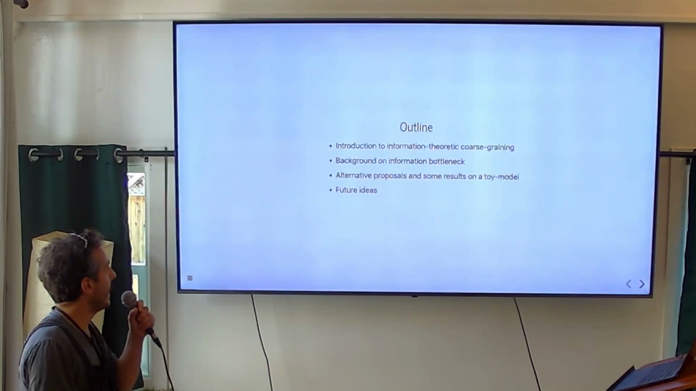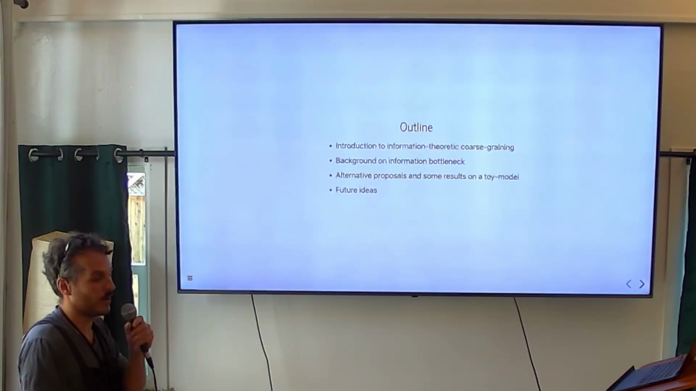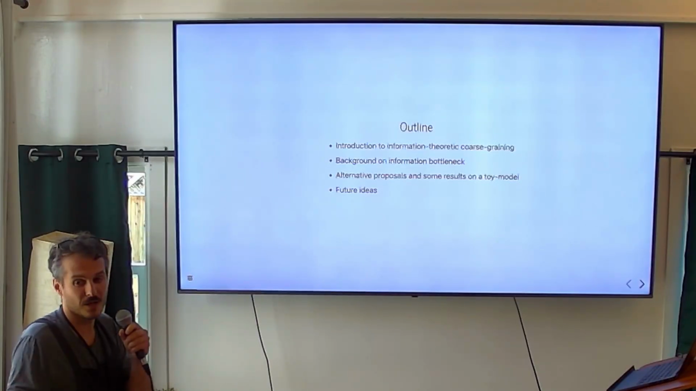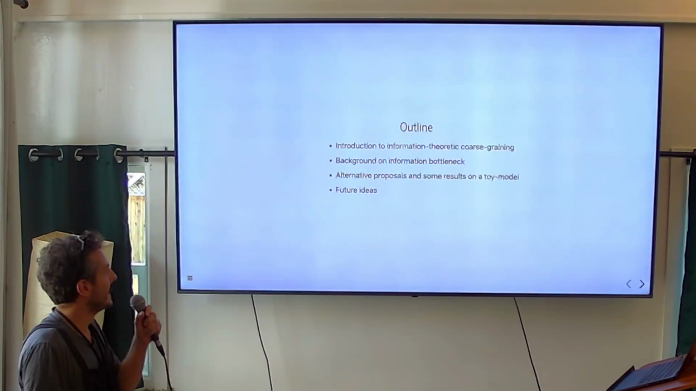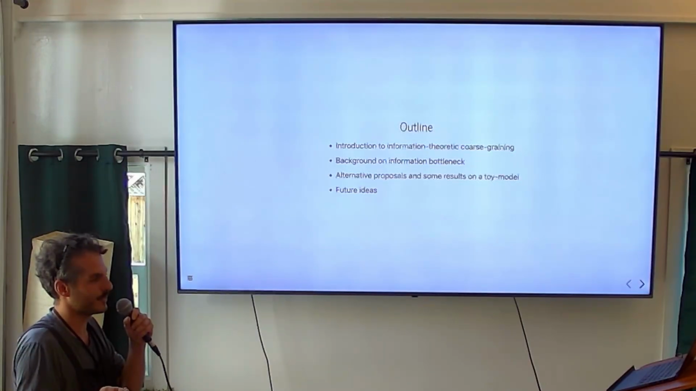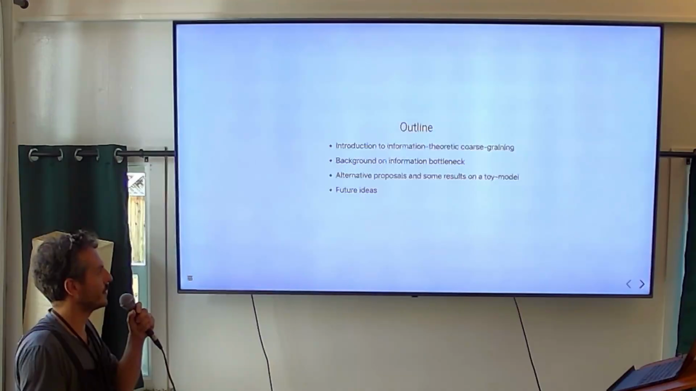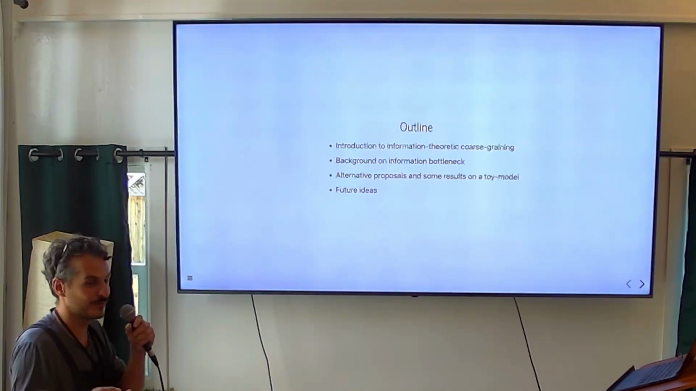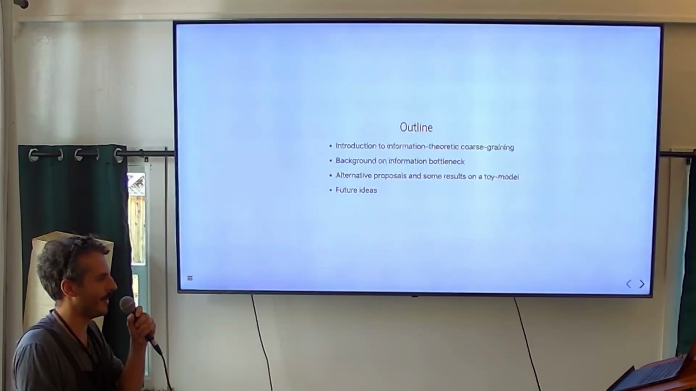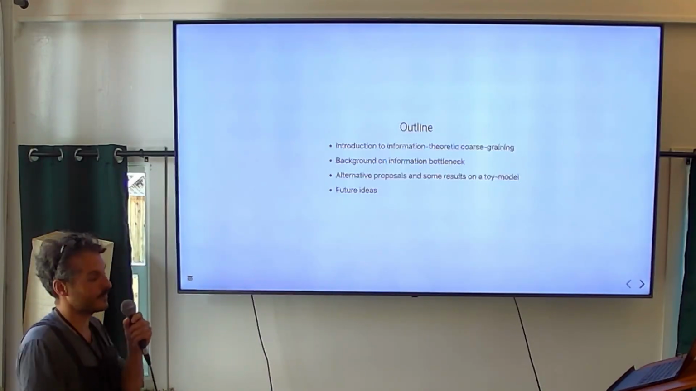So I'm going to proceed as follows. First, I'll give you a little bit of an introduction, motivation, and then I'll give you some background on what the information bottleneck is. And then I'll discuss some alternative proposals that I've been thinking about and some results on a toy model. So this is very, very new. I made some of the plots today, but I've been thinking about this on and off for a while. And I'll finish with some future ideas.